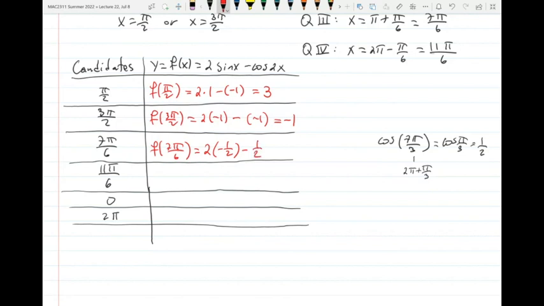So minus a half here. So we get negative 1 minus 1/2. That's negative 3/2. Negative 1 minus a half. Yes, negative 3/2. Then put 11 pi over 6.